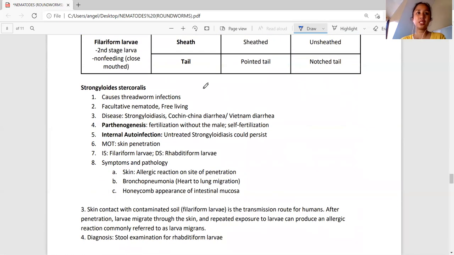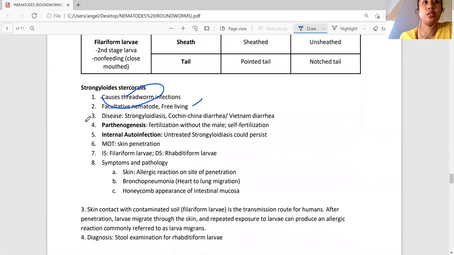So, for strongyloides, it's also called threadworm. It is the only free-living nematode, meaning it could survive outside the body. Yan. So, though it will not have a definite host, an intermediate host, it will still survive. Yan. So, class, strongyloides is a parthenogenetic parasite, meaning they do not need a male, so they could fertilize itself. Yan. So, internal autoinfection. So, it increases the persistence of your strongyloidiasis, MOT, skin penetration, same with hookworm.